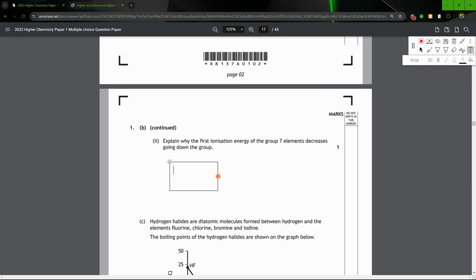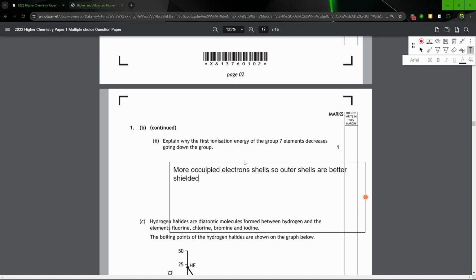So that's just what we're going to say. You say more occupied electron shells. So outer shells are better shielded by inner electron shells from the force exerted by the nucleus.